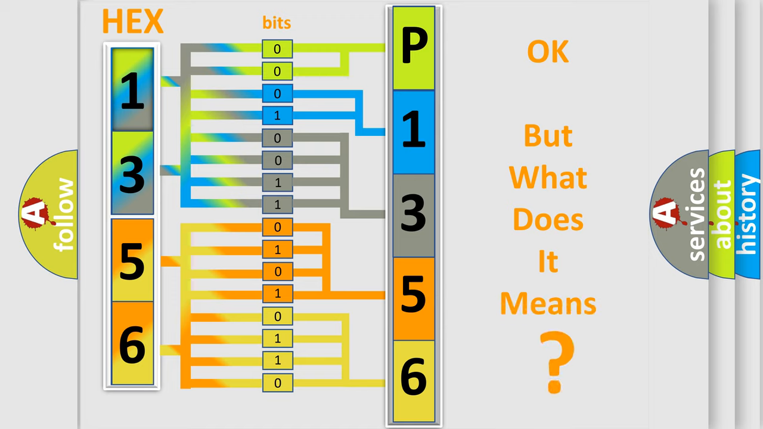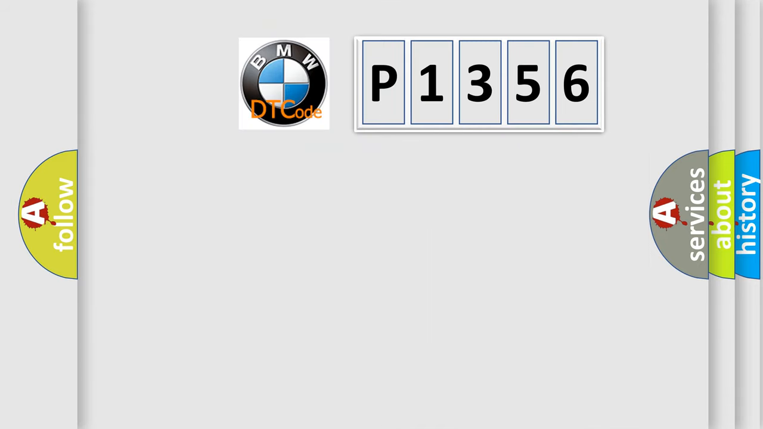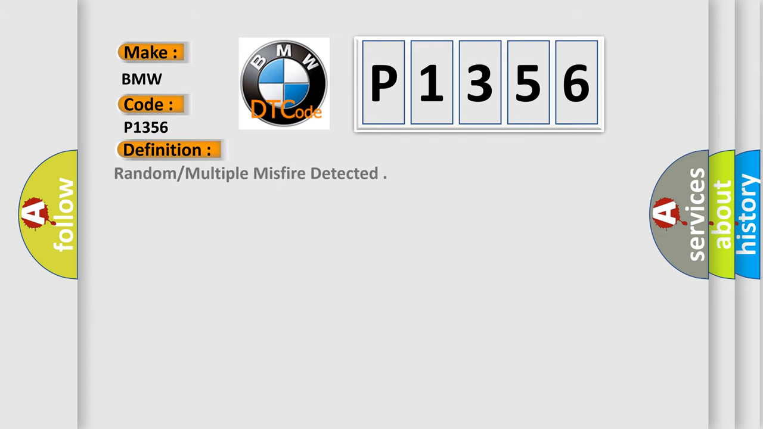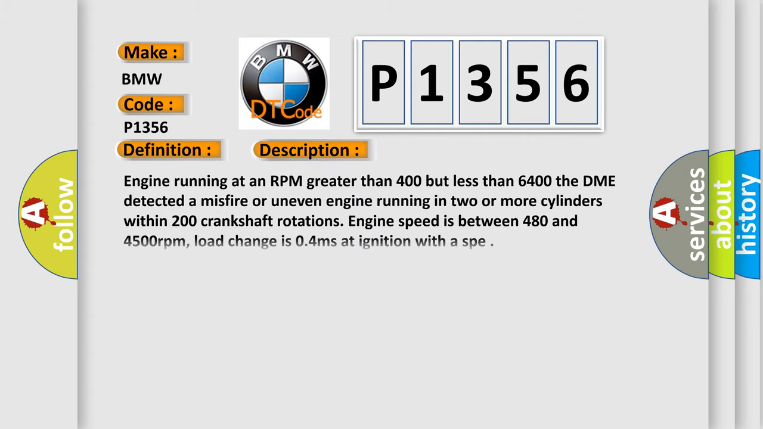The number itself does not make sense to us if we cannot assign information to what it actually expresses. So, what does the diagnostic trouble code P1356 specifically mean for BMW? The basic definition is random multiple misfire detected. And now this is a short description of this DTC code.